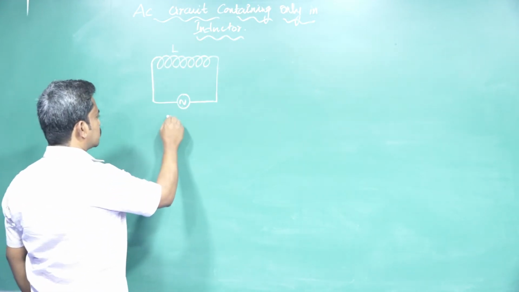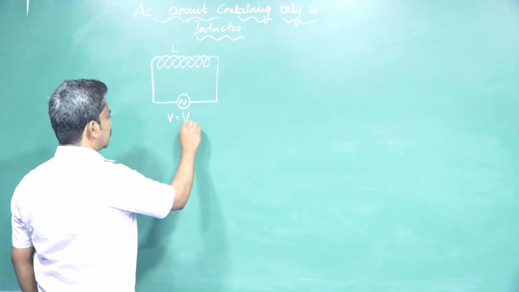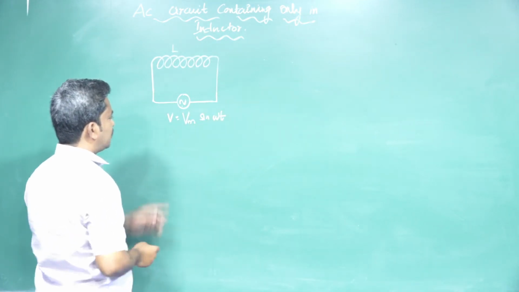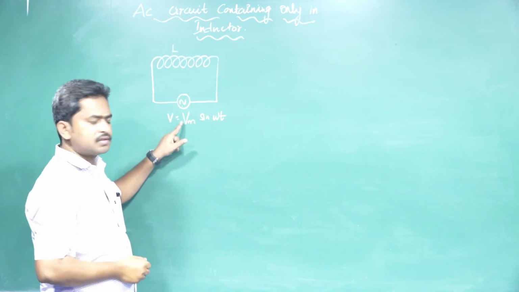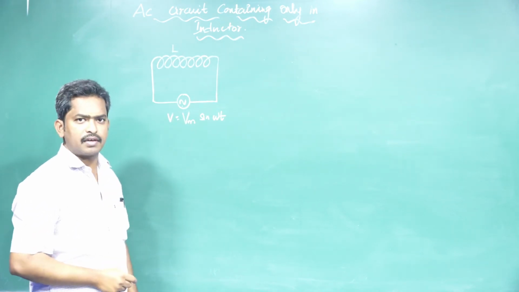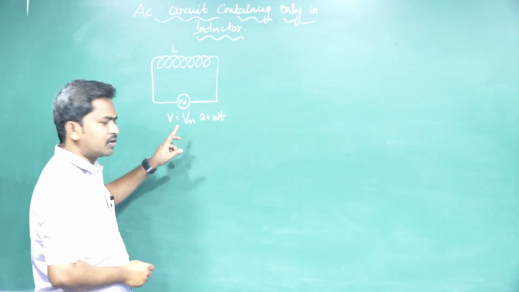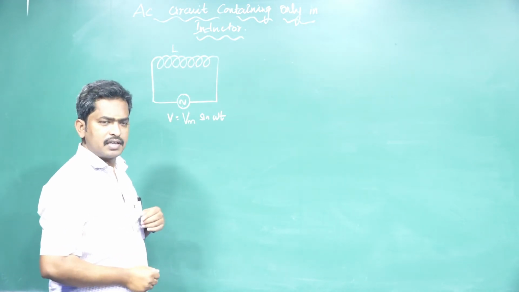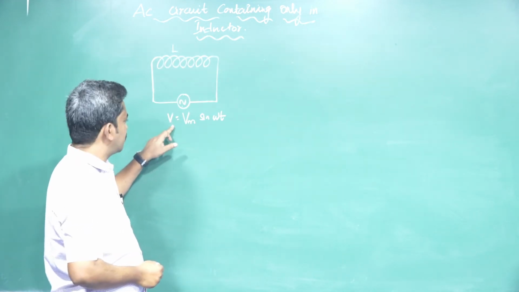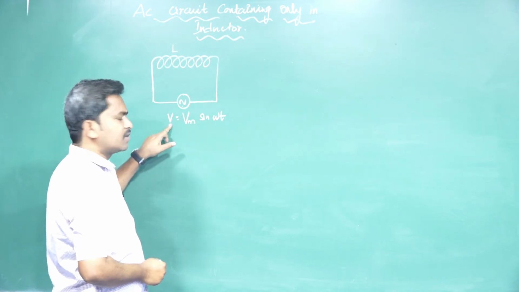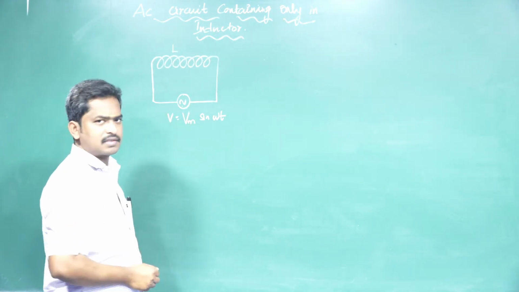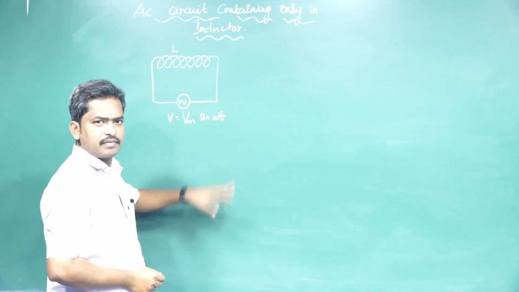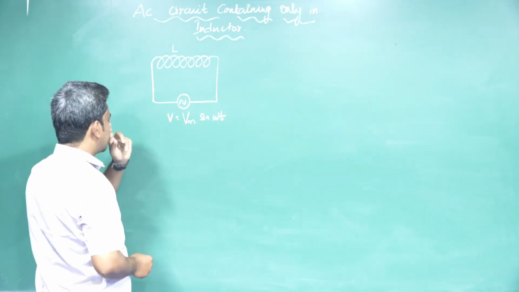The alternating source V is equal to Vm sin omega t. The applied source voltage V is equal to Vm sin omega t. You know well the equation of induced EMF, E is equal to E naught sin omega t, where E naught is the maximum EMF. V is the applied voltage, Vm is the maximum voltage, and omega t involves frequency and time.